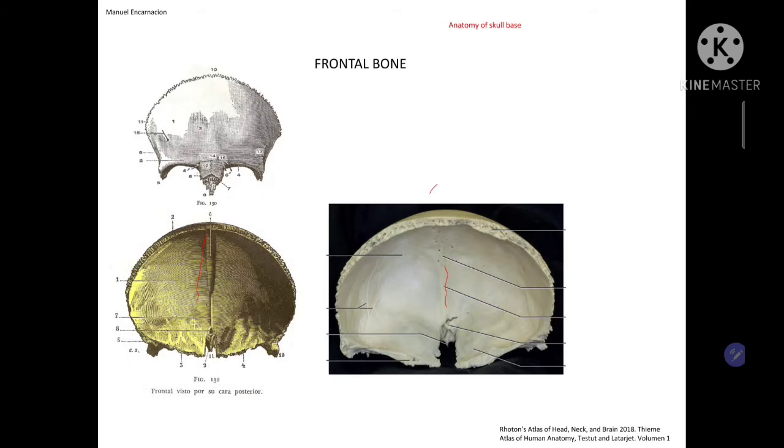On each side of this groove, we can observe some depressions, we call them arachnoid granulations. You can see it here. You see all these points? There are all these depressions side by side of this sagittal sinus groove. They are very small. We can also call them arachnoid villi or Pacchionian granulations.